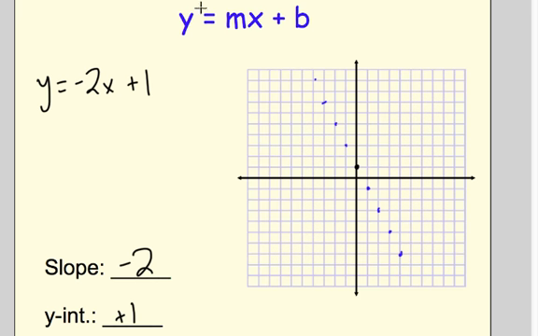Okay, and then we can throw a little line in here. And there's our graph of our equation.